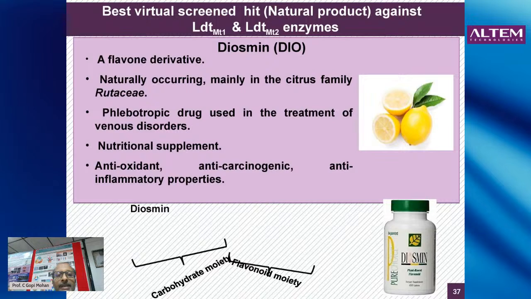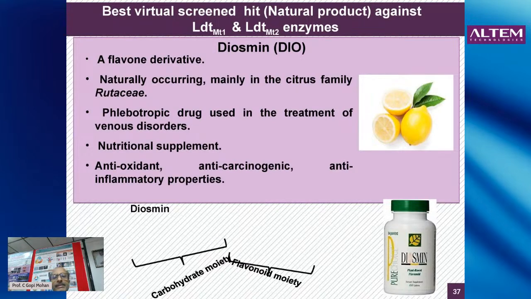I just want to show you diosmin. It is a flavone derivative, and one can get this compound from the citrus family, like lemon. It is actually a nutrition supplement, and it is available in the market. It has antioxidant, anti-carcinogenic and anti-inflammatory properties. These are well characterized and well known, and it is a nutrition supplement.